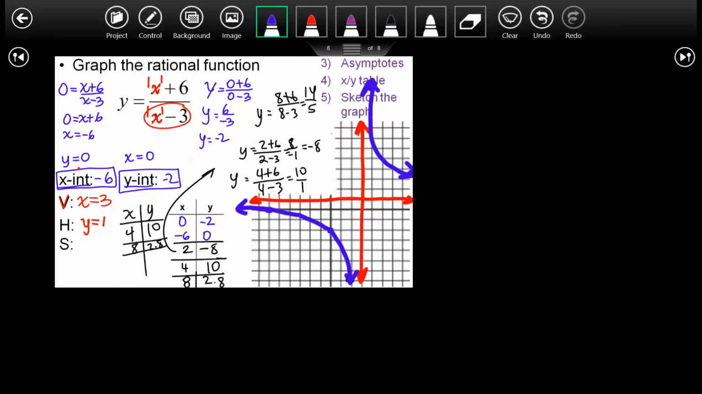So all I do is plug it in. So at 8, 1, 2, 3, 4, 5, 6, 7, 8, it's going to go up to 2.8. So it should be crossing down here. Right.